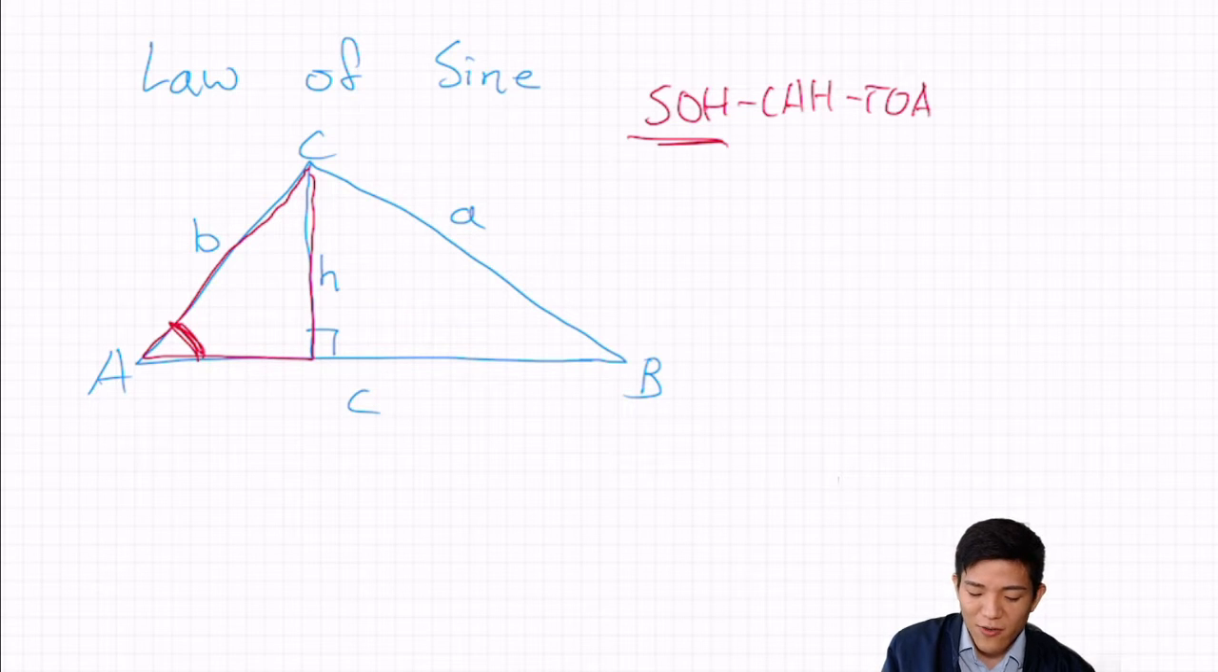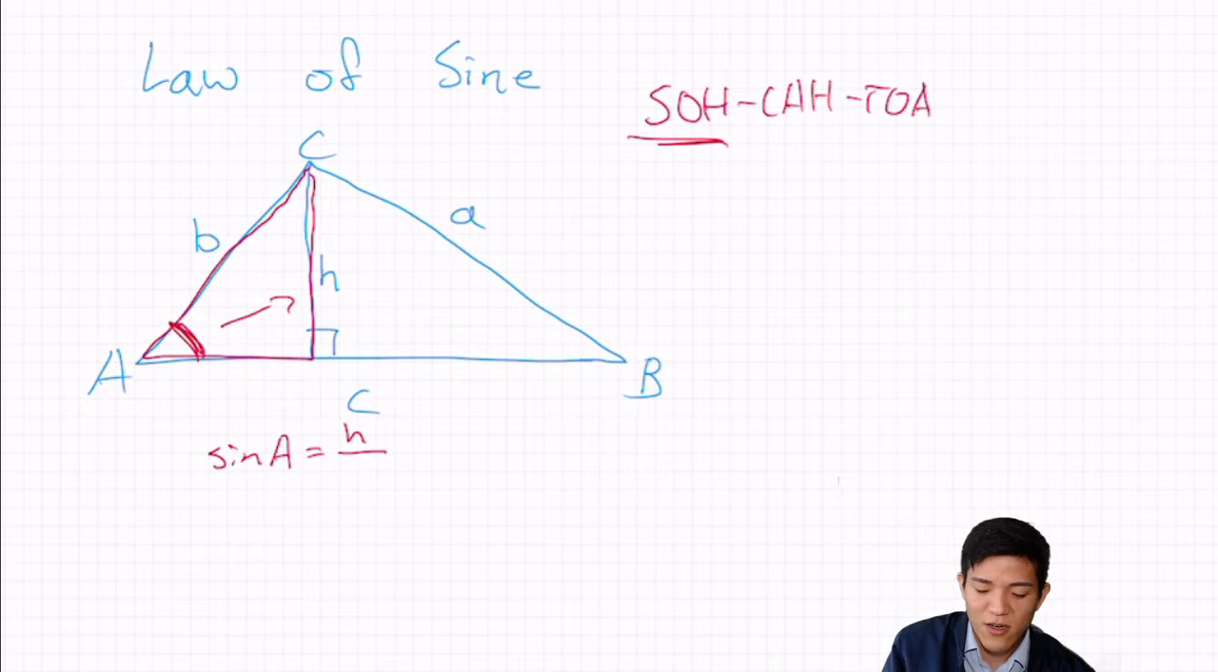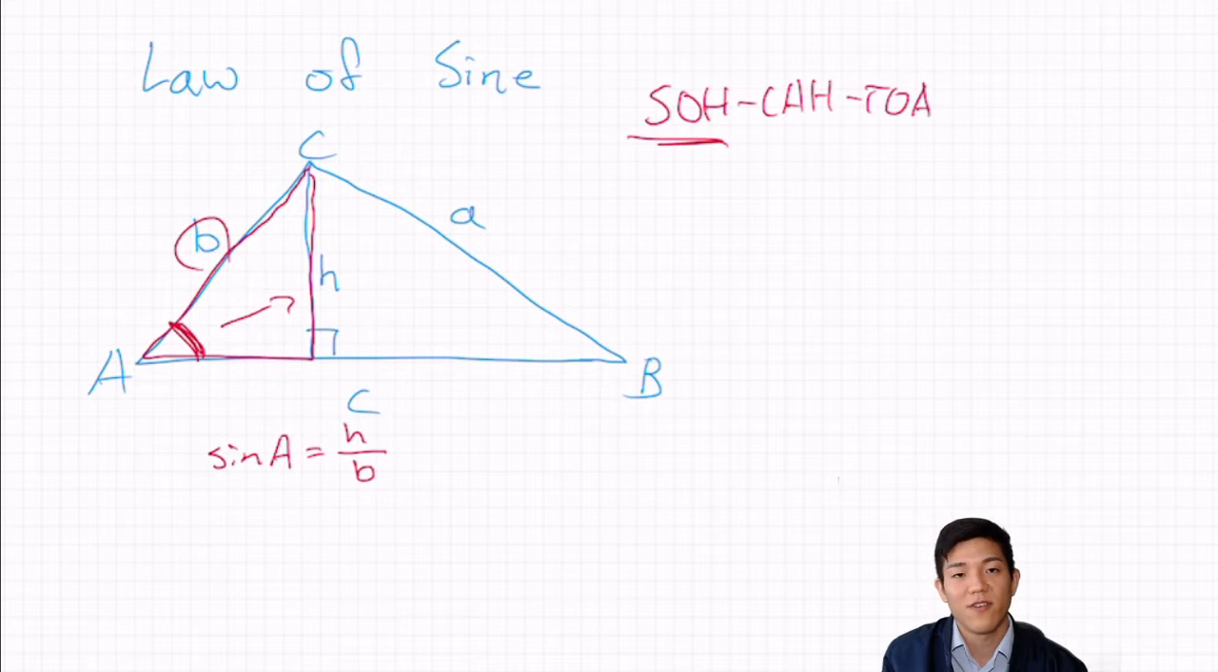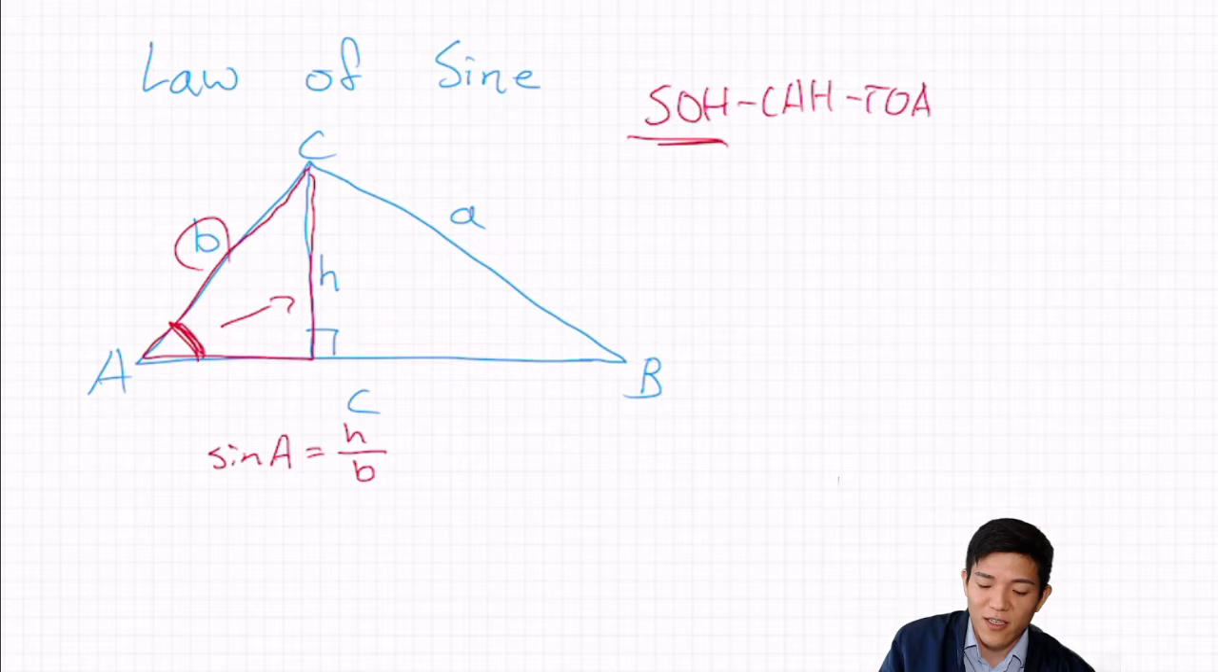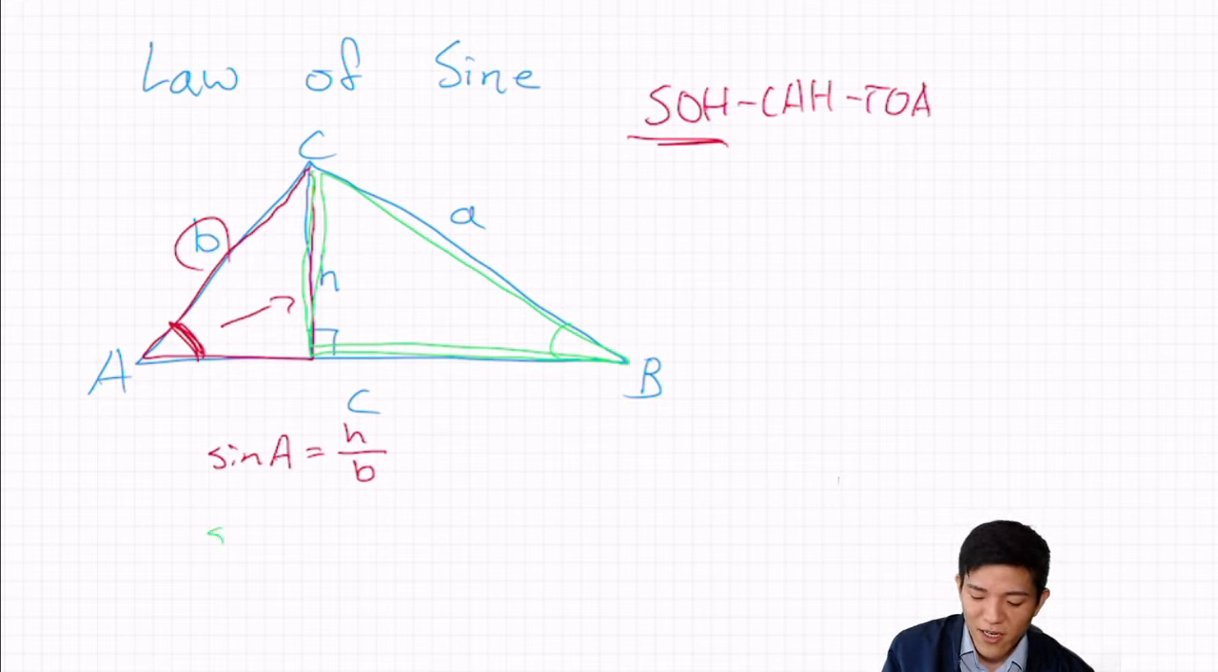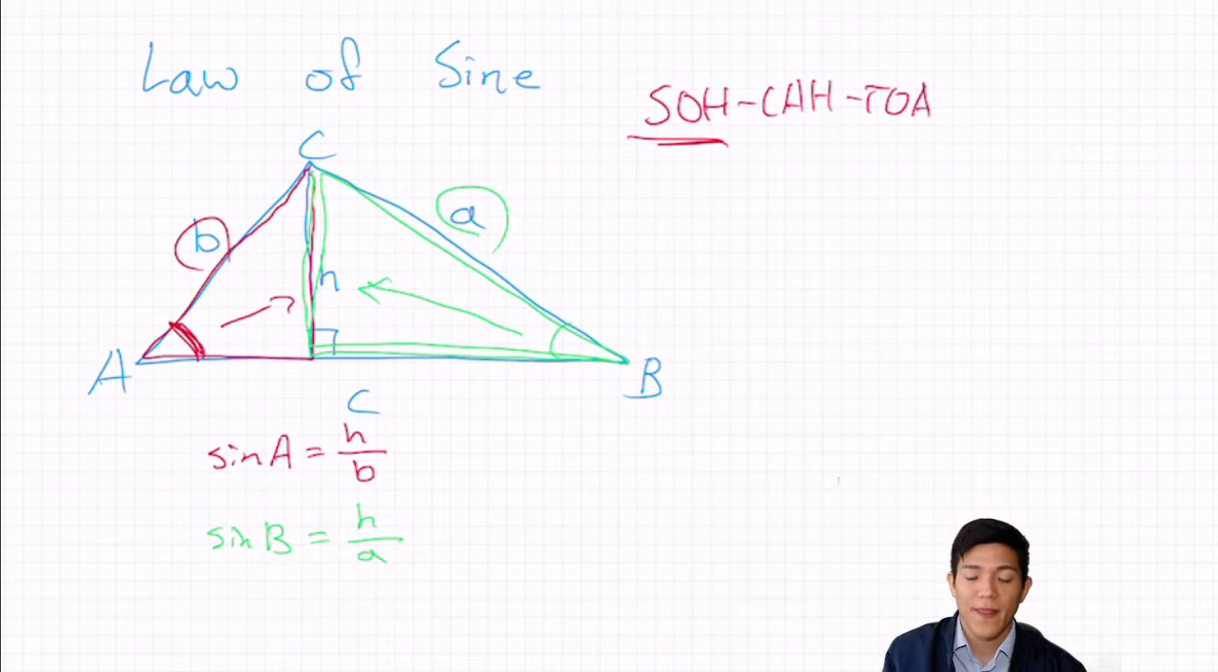In relation to angle A, I could write the sine of angle A is equal to its opposite side, which is h, over b. Opposite over hypotenuse. Likewise, if I look at this smaller triangle on the right in relation to angle B, I could write sine of angle B is equal to h over a, the opposite side over the hypotenuse. Okay, with that said, let's solve each equation for h.